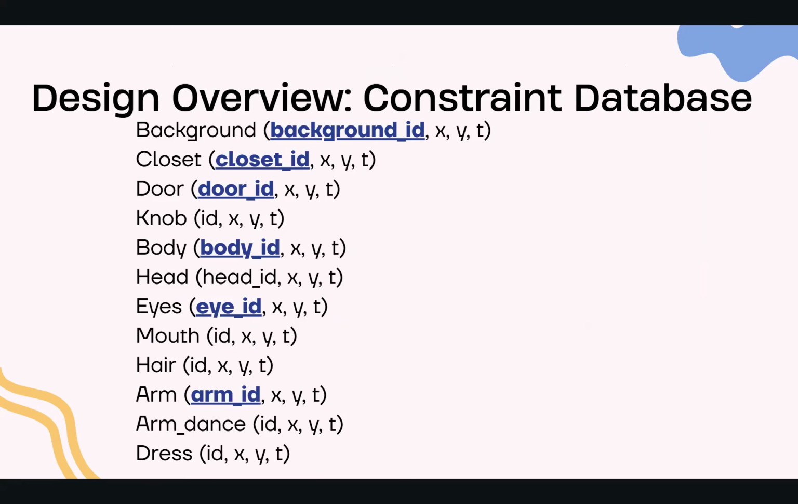And this is the format that we created for our constraint database that we put into MLPQ. It includes all of our entities and our primary keys, which are the background ID, closet ID, door ID, body ID, eye ID, and arm ID.